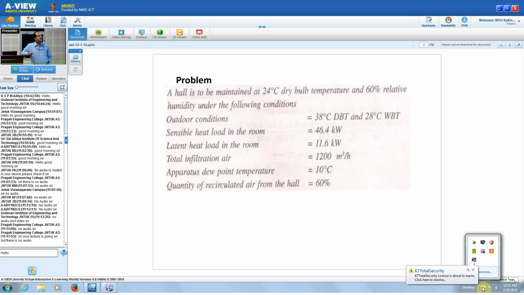Then the sensible heat load in the room is 46.4 kilowatts, and the latent heat in the room is 11.6 kilowatts. Then the total infiltration air is 100 cubic meters per hour. Apparatus dew point is 10 degrees centigrade. Then the quantity of recirculated air from the hall is 60%. 60% means the remaining 40% is fresh air.